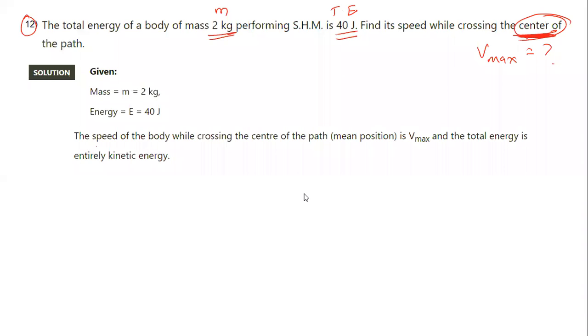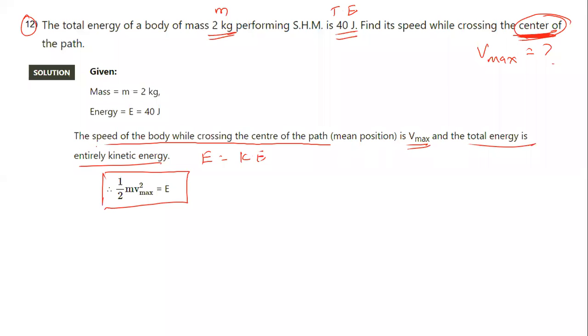Speed of the body while crossing the center of the path is maximum. Total energy is entirely the kinetic energy. So total energy E is equal to kinetic energy. And here kinetic energy is given by formula 1 by 2 m v max square. Now here maximum velocity we have to find out. Everything is given. So v max is equal to under root 2E by m.